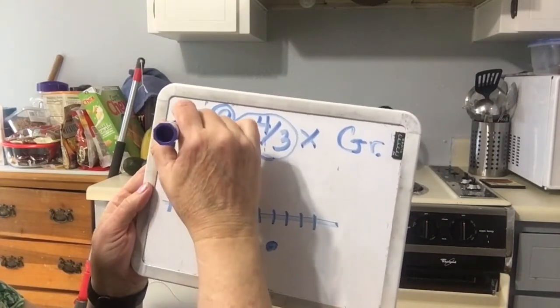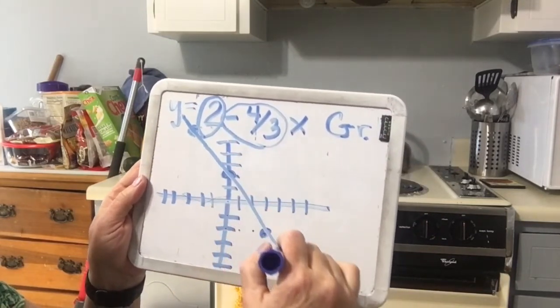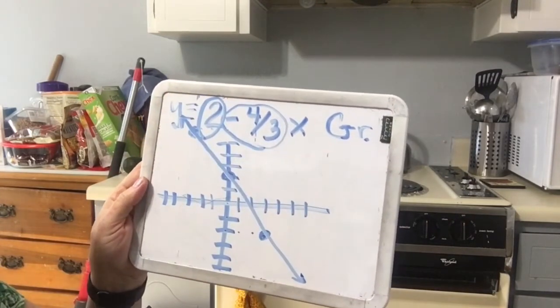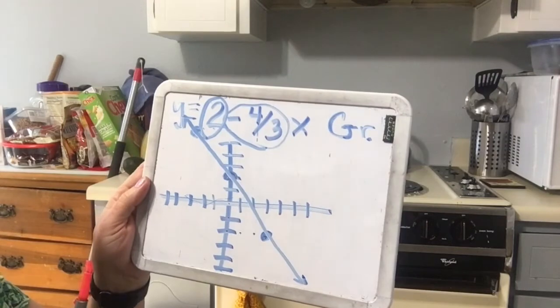Okay, so then always remember to draw your line that goes through your points. And that is number 30.